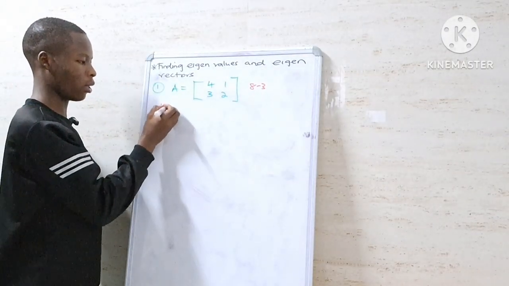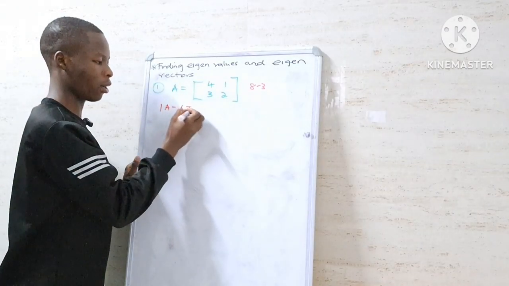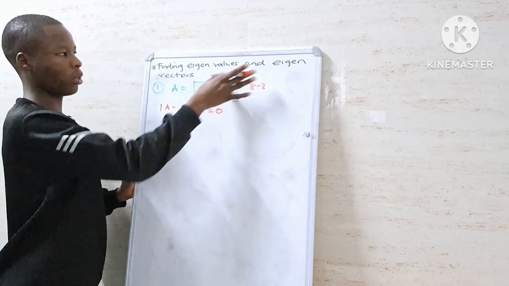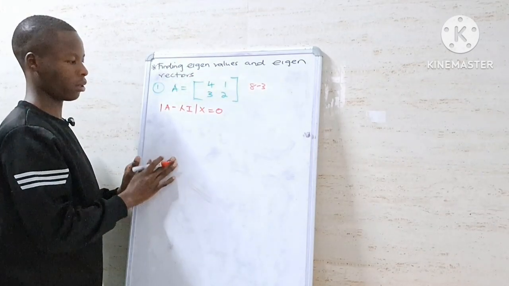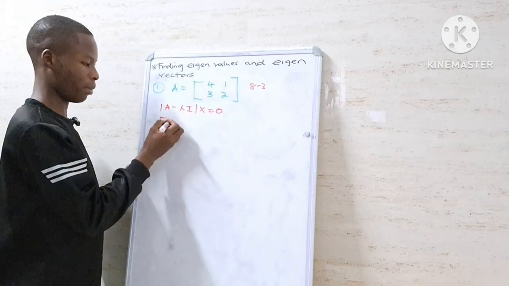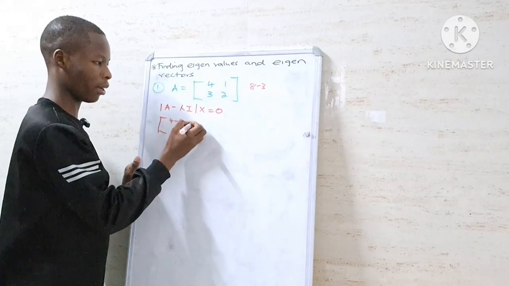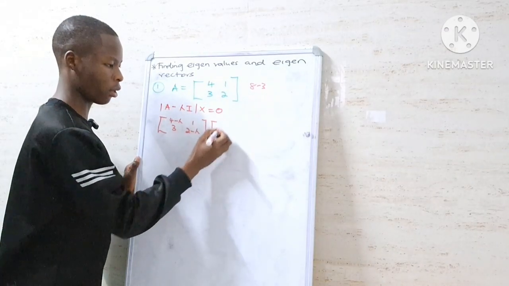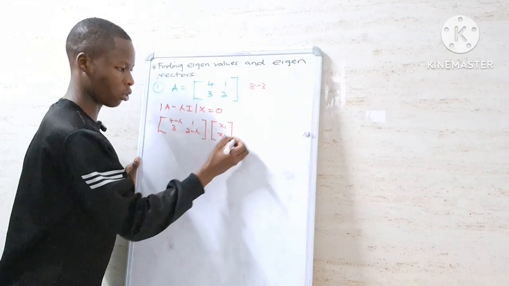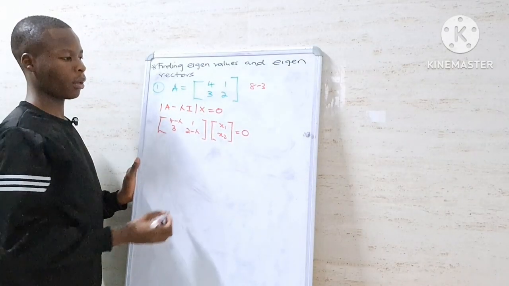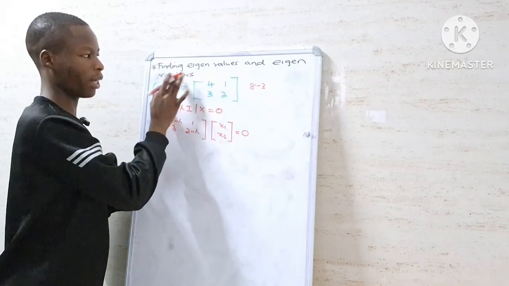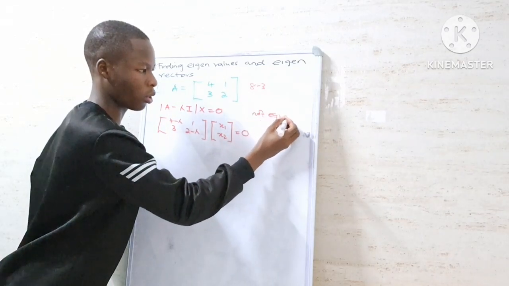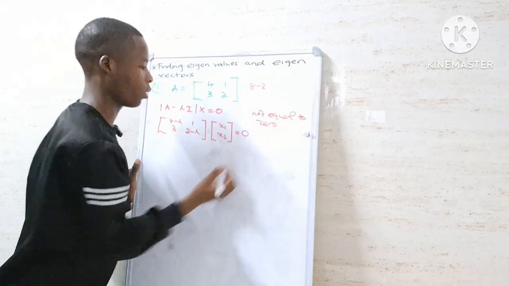We know that A subtracted lambda I into x is equal to 0. This is the characteristic equation which is used to find the eigenvectors. This is nothing but 4 minus lambda, 1, 3, 2 minus lambda, into x1, x2 is equal to 0. What you are supposed to know is that the eigenvectors are always not equal to 0.